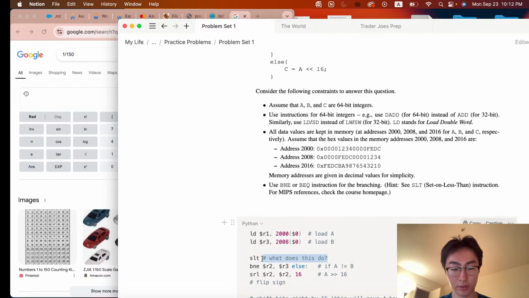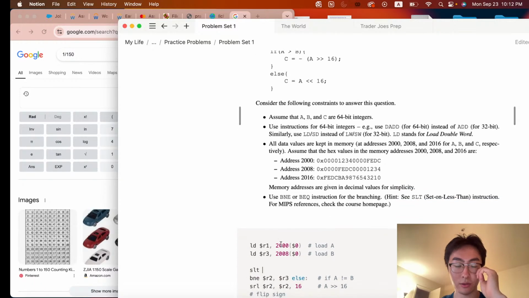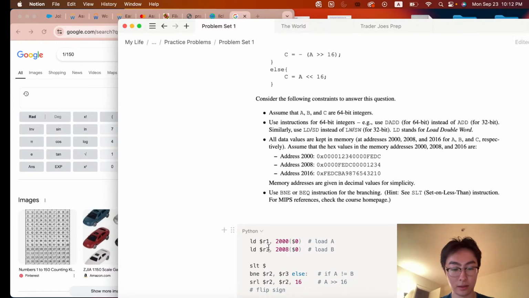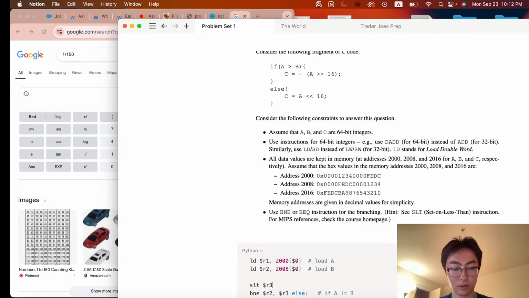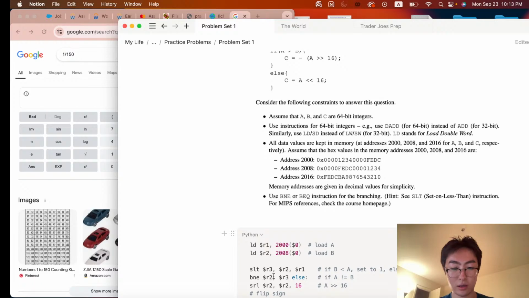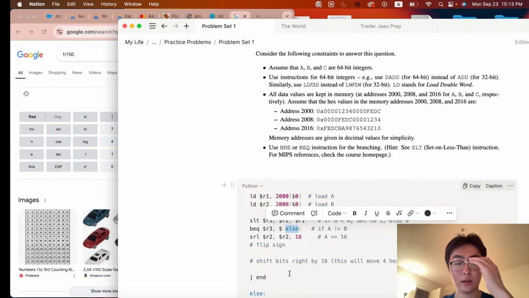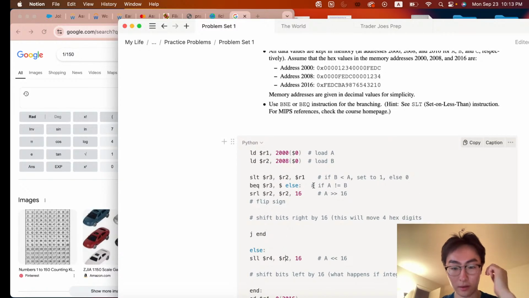Okay, so set less than, so what does this do? This will compare the two, right? So we have the same idea. I think what we can do is set R3, call this so R2, and then R1. So if B is less than A, set to 1, else 0. Alright, so then we do b not equal, I guess we could do b equal. If R3 is equal to 0, then we'll go to else, and we'll have this here.